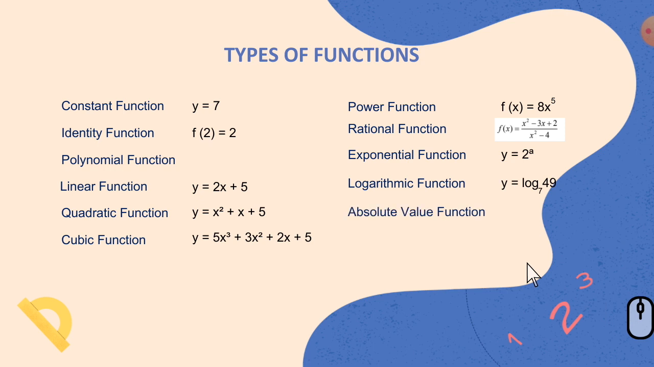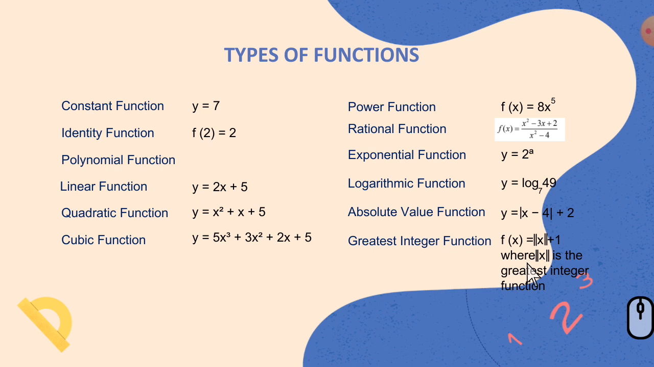And then we have the absolute value function. So ayan, example is y is equal to the absolute value of x minus 4 plus 2. And then last is the greatest integer function. So f of x is equal to, ayun, yung symbol na yon, yung parang double na absolute, x plus 1, where yung x na yon is the greatest integer function.